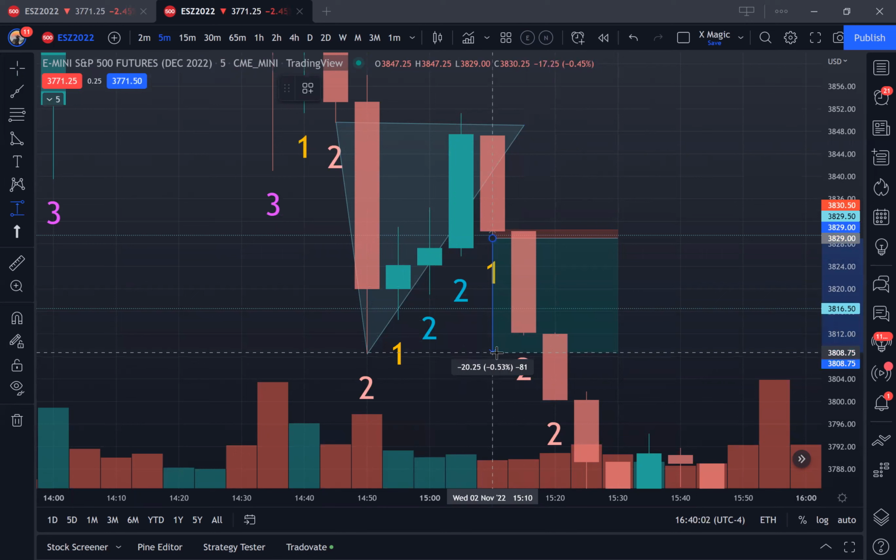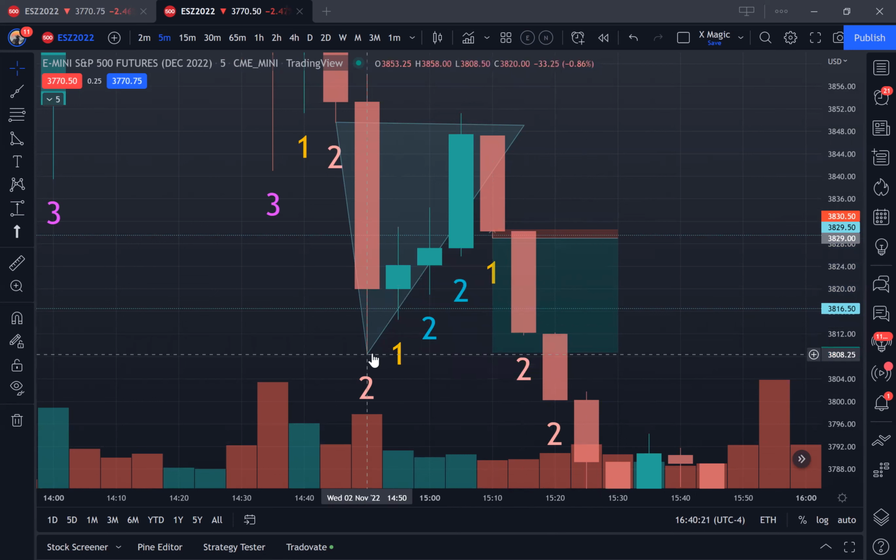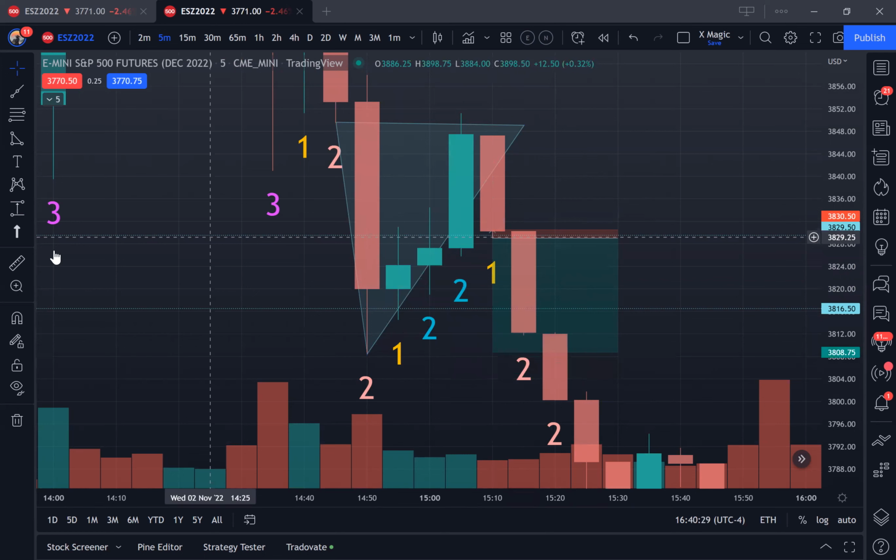To the ultimate target, 20 points for me. And then the first target, 10 points, and then back up here. So super solid trade. If you were trading futures, one contract, and you held it down here, that would have been 1,000. Oh, that was 20 points. Hold on, let me make sure my stuff is correct.